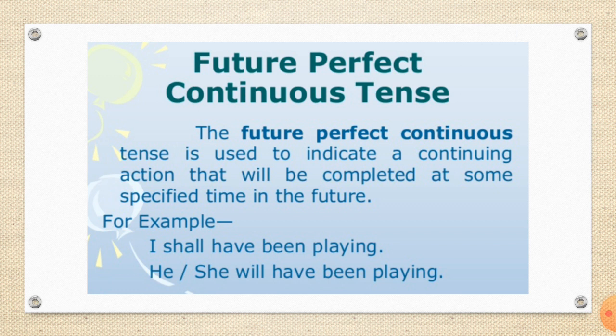And the last one is future perfect continuous tense. The uses of future perfect continuous tense. Okay, it is used to indicate a continuing action that will be completed at some specified time in the future. It means an action that is supposed to be completed and continuing in future. Example, he will have been learning music. She will have been playing. I shall have been playing.